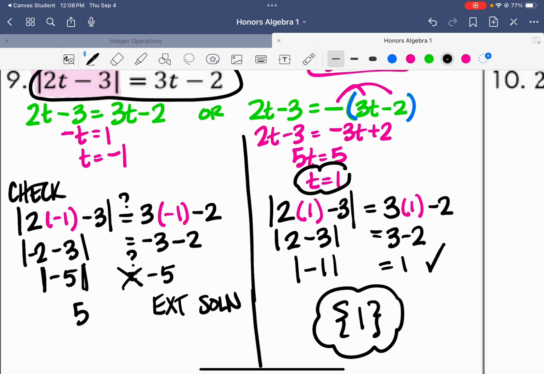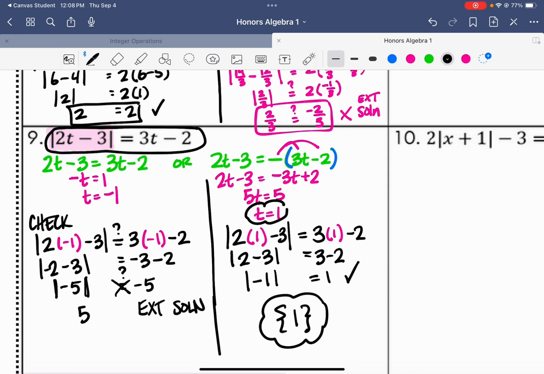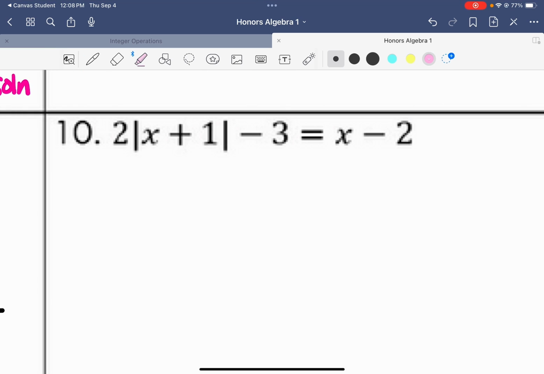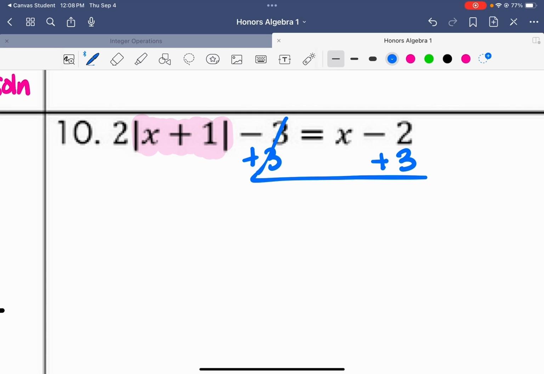Some of the things you need to remember is you've got to isolate the absolute value symbol or expression. So if I look at number 10, that is not isolated. So I have to think about, how do I manipulate this equation to isolate it? Think about that first. Go ahead and think about it. All right. Hopefully this is what you thought of. I need to add 3 to both sides to move that 3.